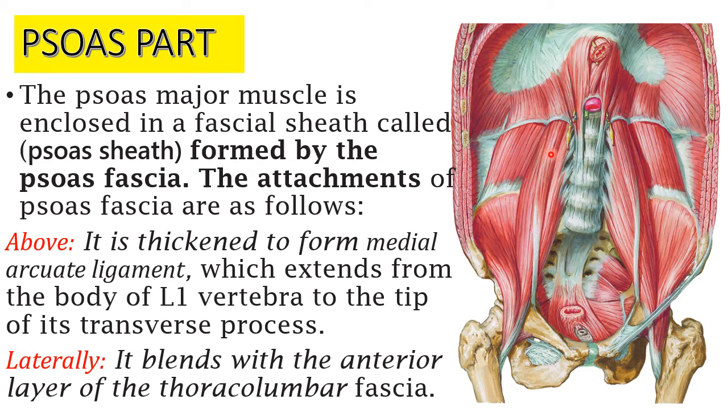The psoas part is the fascia which covers the psoas major muscle. The psoas major muscle arises from the bodies of the lumbar vertebrae and from the intervertebral discs of the lumbar vertebrae, and it is covered by the psoas part of the fascia iliaca. Above, it thickens and forms the medial arcuate ligament. The lateral arcuate ligament is formed by the thickening of the thoracolumbar fascia. The medial arcuate ligament is formed by the thickening of the fascia iliaca. And then laterally it blends with the anterior layer of the thoracolumbar fascia.